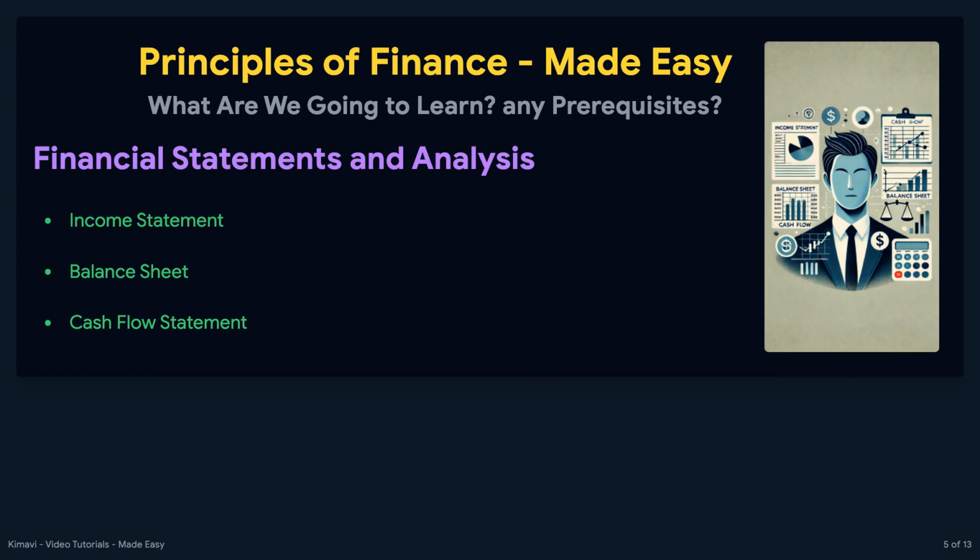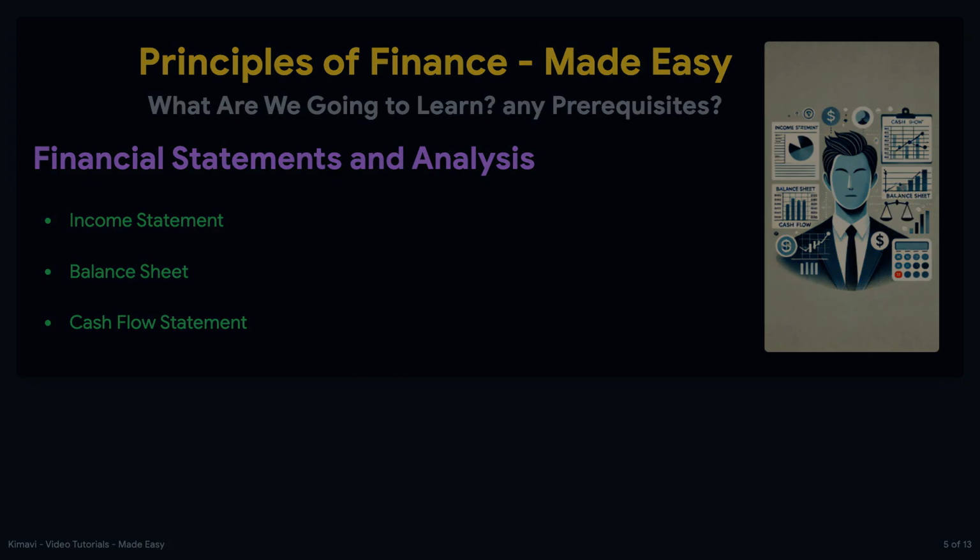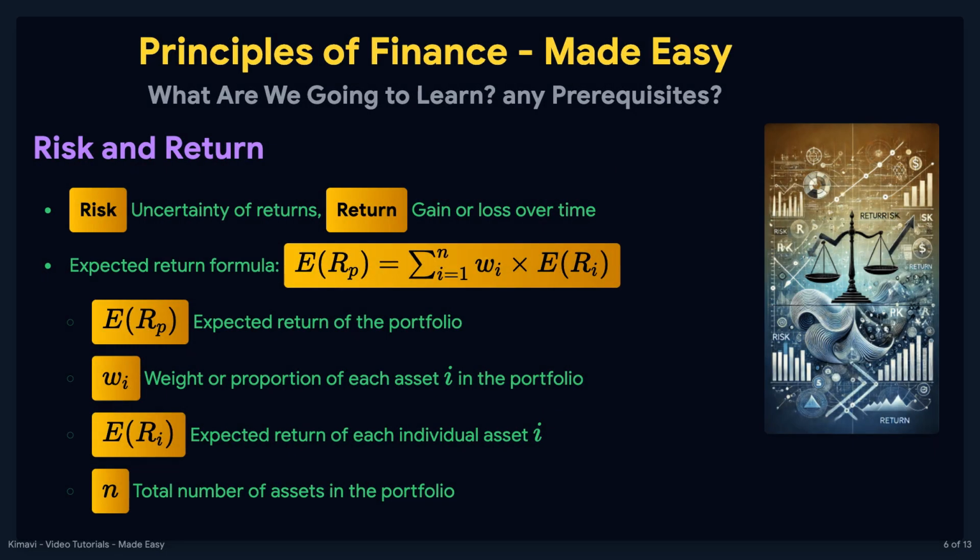Understanding financial statements is essential for analyzing a company's performance. The three primary financial statements are the income statement, which shows the company's revenues and expenses over a period, resulting in net profit or loss; the balance sheet, which provides a snapshot of the company's assets, liabilities, and equity at a specific point in time; and the cash flow statement, which details the inflows and outflows of cash, highlighting the company's liquidity.